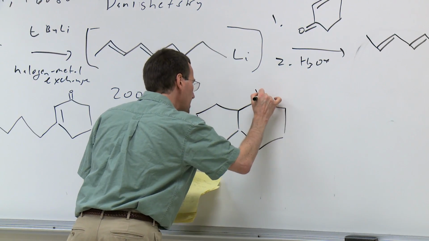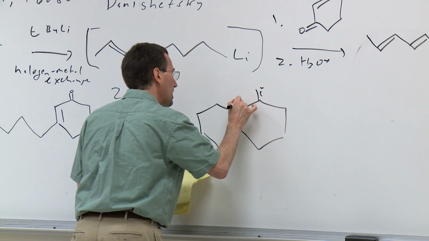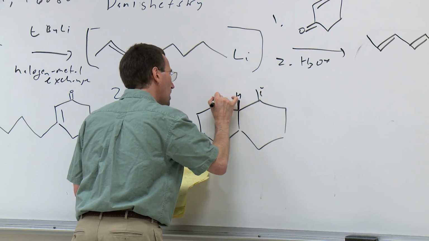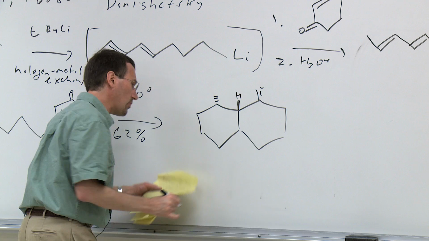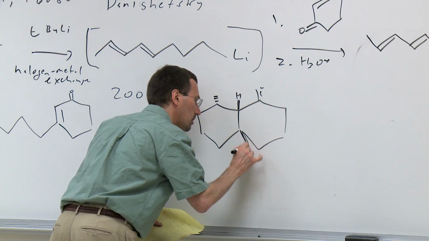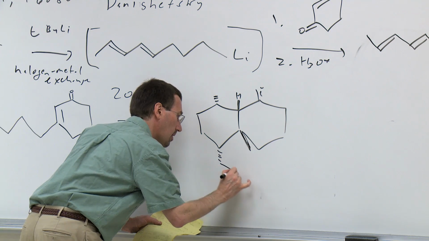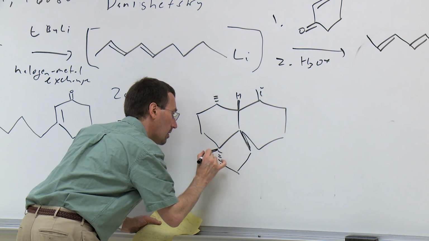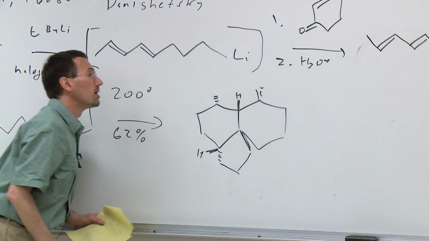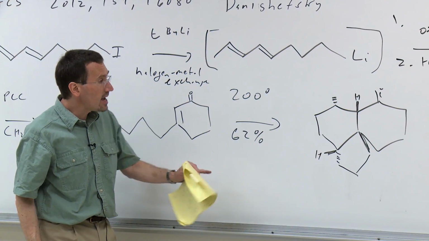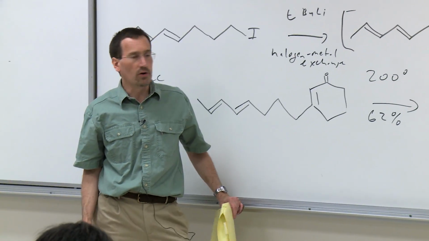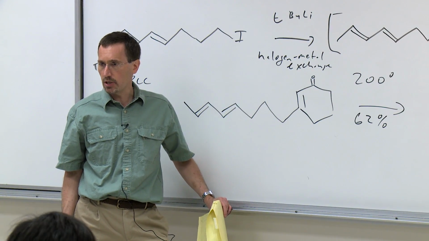Of course, it's a racemic synthesis. I'm only drawing one enantiomer. That's fine. It works pretty darn well. You go ahead and you get the Diels-Alder reaction in 62% yield.